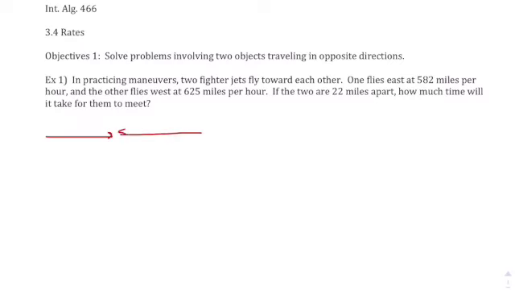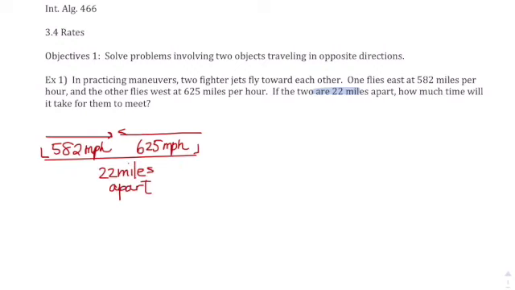Now, the jet going one way is at 582 miles per hour, and the other one facing the other way is at 625 miles per hour. So in this case, you can see they are going towards each other. If the two are 22 miles apart, that means when you started, they were 22 miles apart. So when the question says, how much time would it take for them to meet?